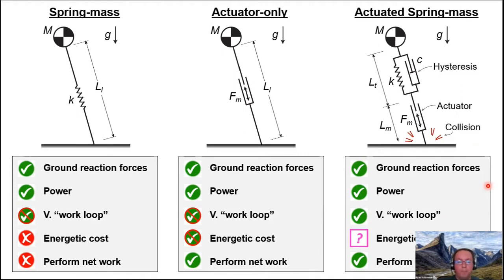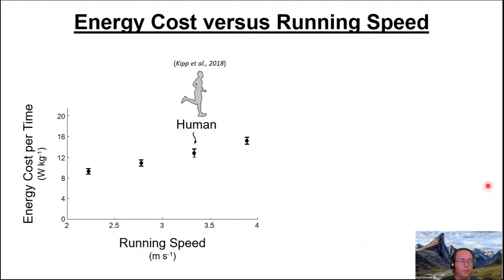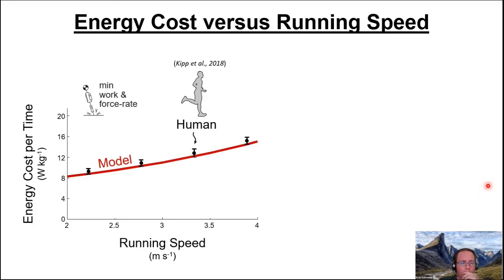So how about energetic cost? Well, let's compare against running speed first. So these are some data from Kip et al. showing energy cost per time versus running speed. And the model predicts the slope pretty reasonably.